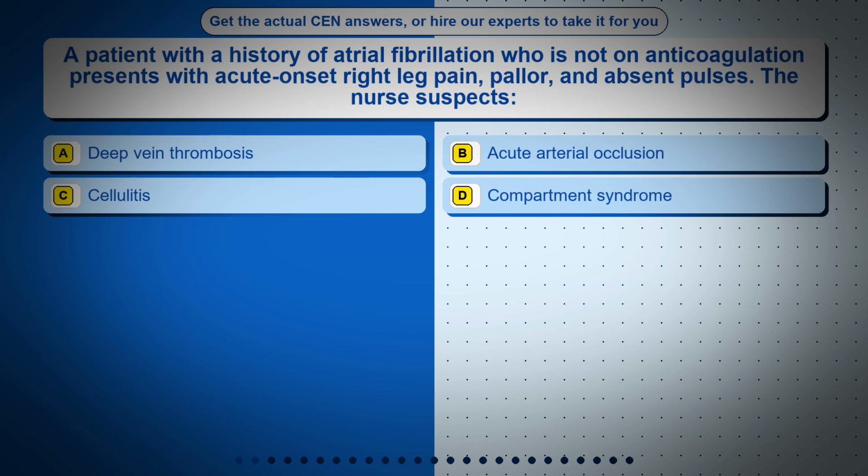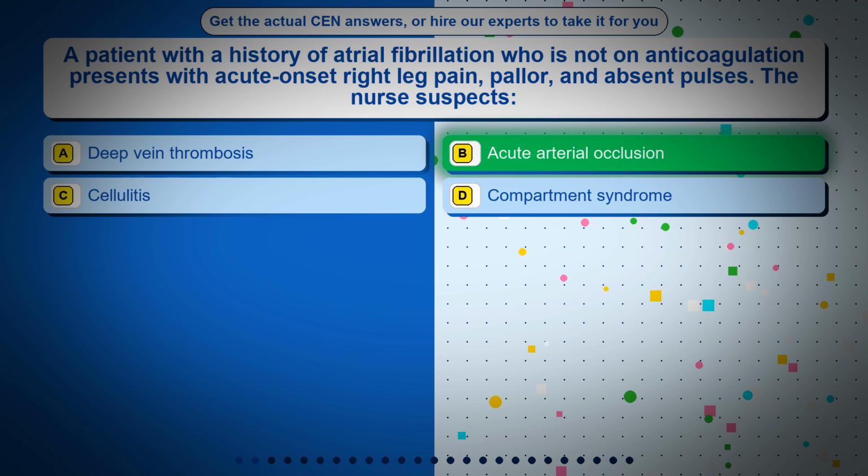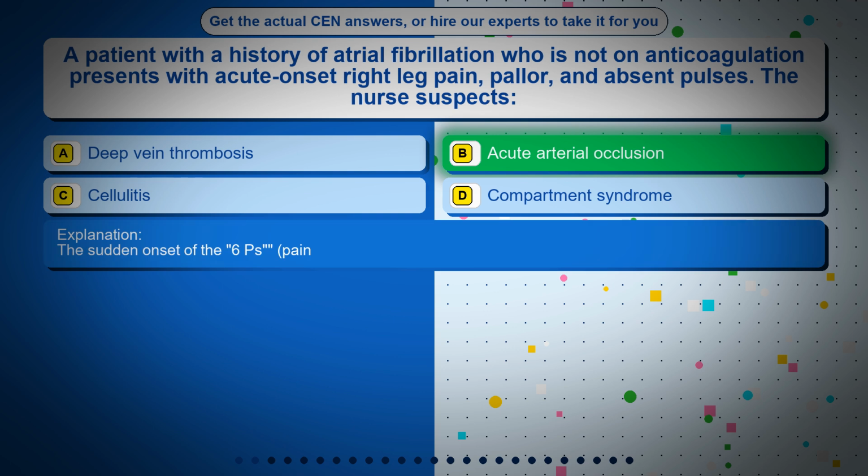Question 2. A patient with a history of atrial fibrillation who is not on anticoagulation presents with acute onset right leg pain, pallor, and absent pulses. The nurse suspects Option A, deep vein thrombosis. Option B, acute arterial occlusion. Option C, cellulitis. Option D, compartment syndrome. The correct answer is option B, acute arterial occlusion. The sudden onset of the 6 Ps, pain.